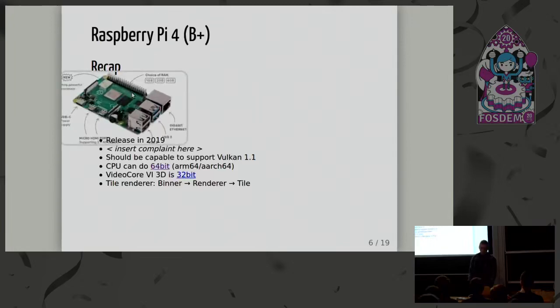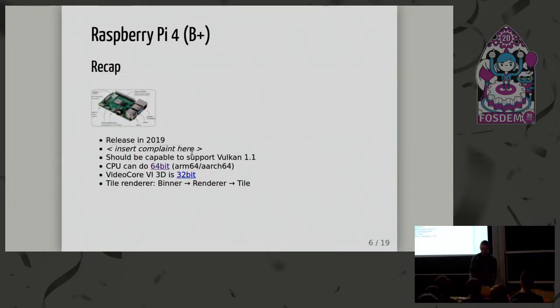Raspberry Pi 4, I mean, was released in 2019, has these two HDMI outputs now, is a little bit more beefy. Everybody has heard every complaint about it, so I will not repeat that here. Basically, it should be able to support Vulkan 1.1. The CPU can actually do 64 bits. The VideoCore cannot, as far as I know. So currently, I even have 64 bits of the driver. I've not tested them yet, but I would assume that there might be some problem somewhere because people just assume that int is 32 bits or whatever. Who knows? Or vice versa.